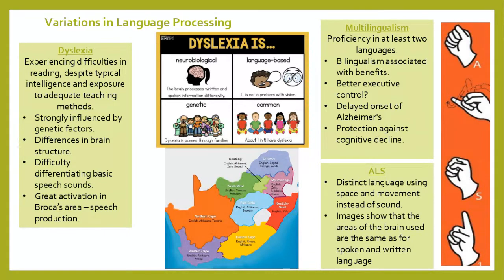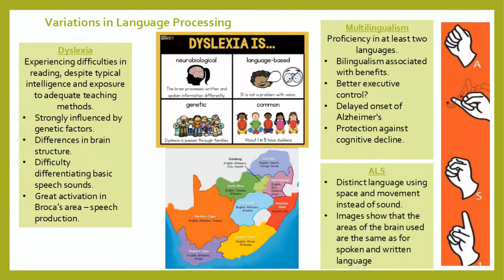It can be genetic. It can pass through families, and it's quite common. About 1 in 5 children suffer from dyslexia. So despite whatever teaching you might experience, even if the teaching is good and the intelligence is perfect, dyslexia is a problem with processing language.